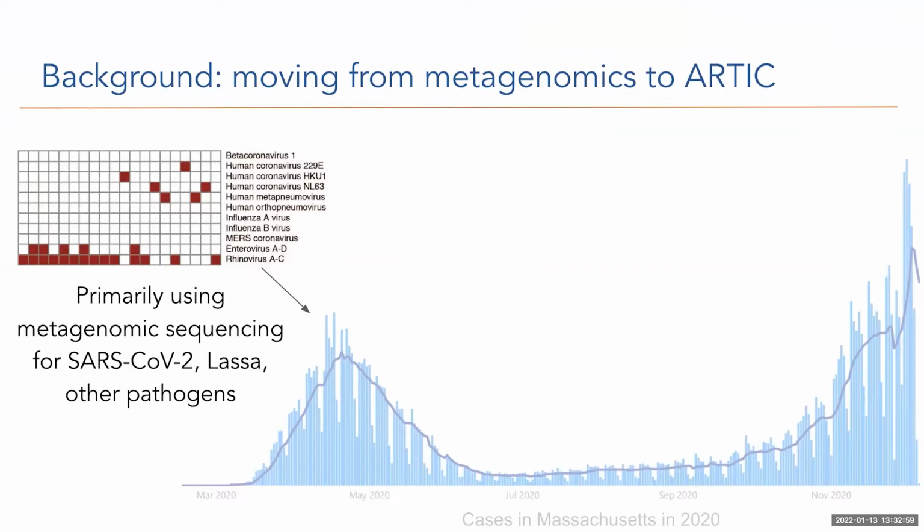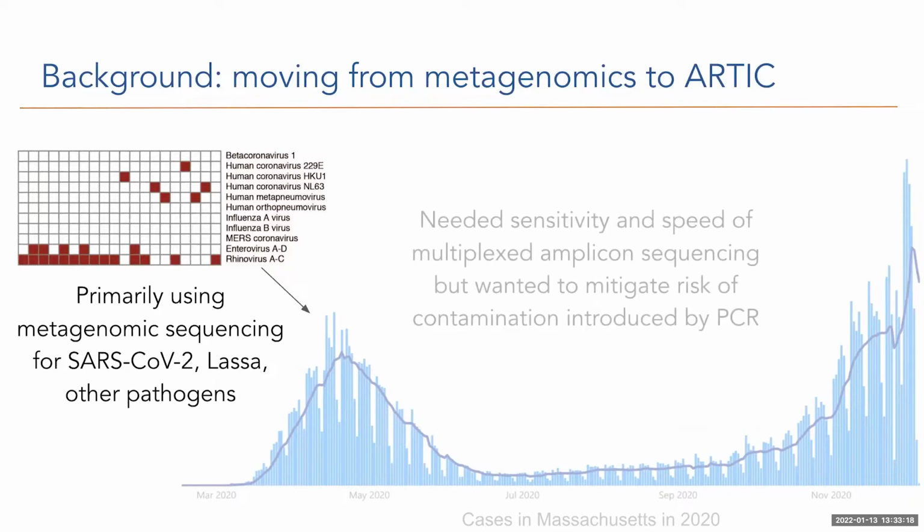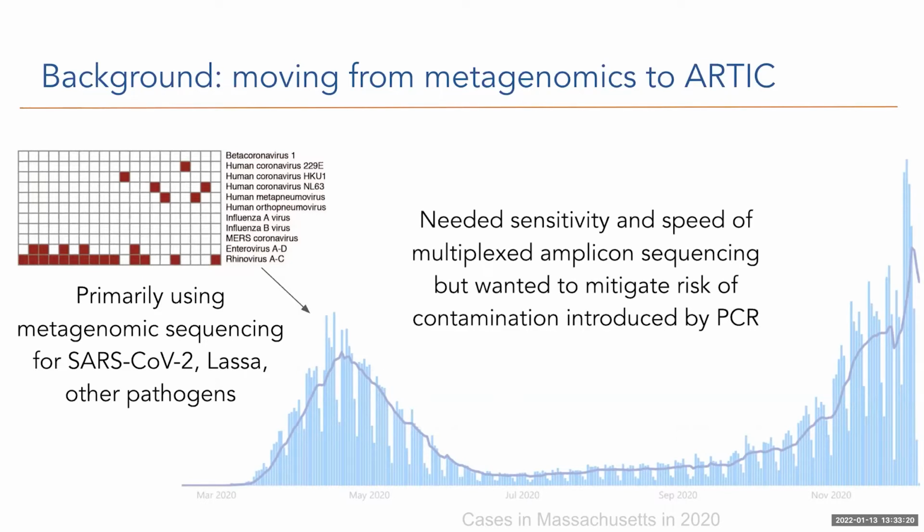For the first wave in the spring of 2020, we were using primarily metagenomic or unbiased sequencing methods in order to sequence SARS-CoV-2, but also detect other pathogens. This was an approach that we had available in the lab and were comfortable using. But we realized through this first wave that if we were going to meet the scale of sequencing that was needed, we were going to have to switch to a multiplex amplicon approach to get both the sensitivity for high CT samples and also the throughput and speed that was going to be needed.